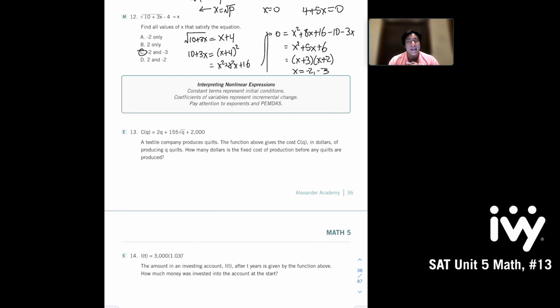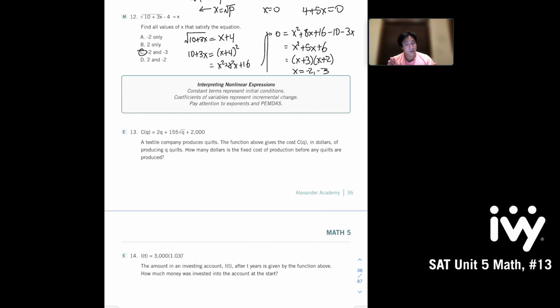So question 13, a textile company produces quilts. The function above gives the cost C of Q in dollars of producing Q quilts. How many dollars is the fixed cost of production before any quilts are produced? So remember, fixed costs or initial conditions are the constant terms.